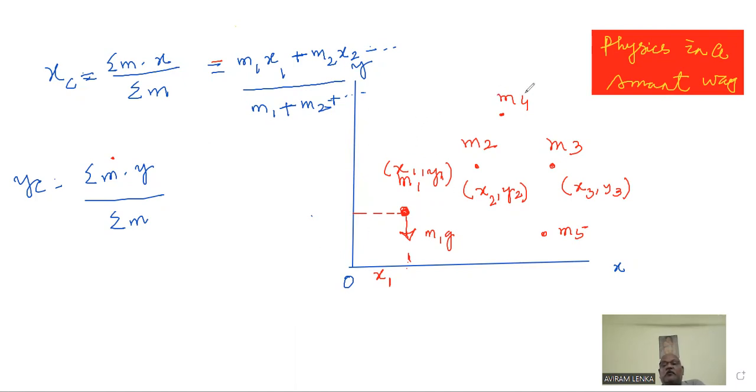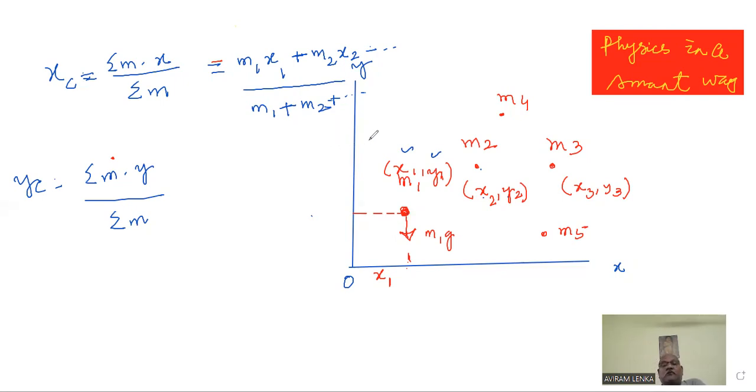If the masses are kept on the xy plane, let us say I have a mass m1 placed at a position whose x coordinate is x1 and y is y1. I am talking two-dimensionally; you can extend the idea to three dimensions also. There is another mass m2 with coordinates x2, y2, another mass m3 at x3, y3, m4 like that. So the xy plane is distributed with the point masses.